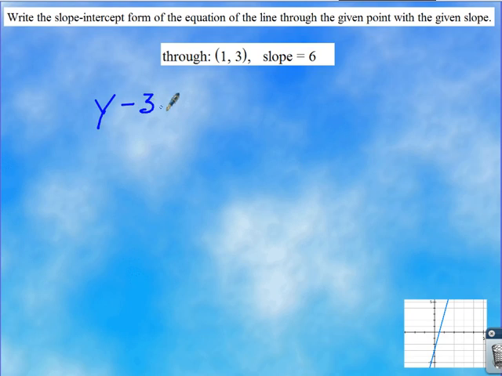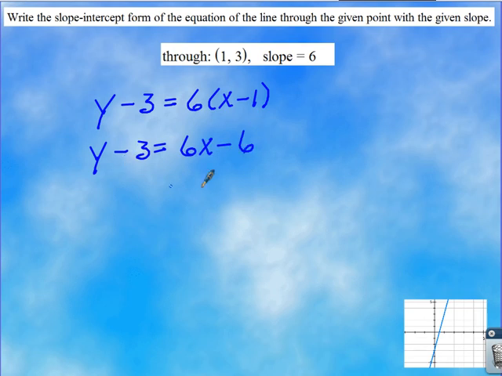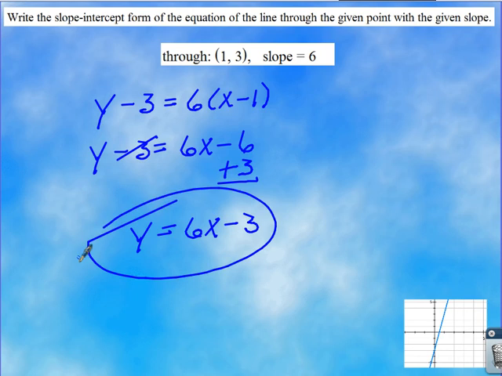Y minus y1 equals m times x minus x1. Distributive property gives you 6x minus 6. Move the 3 over by adding 3. Mark it out. Gives you y equals 6x, negative 6 and positive 3 is a minus 3. The shortcut would have given you the same answer, because you would have done y equals 6x blank. Plug in 1 and 3, that'd be 3 equals 6. To make that true, you'd have to subtract 3. You get the same answer.